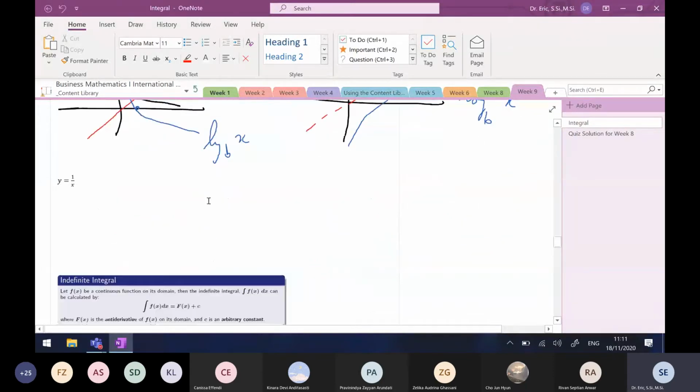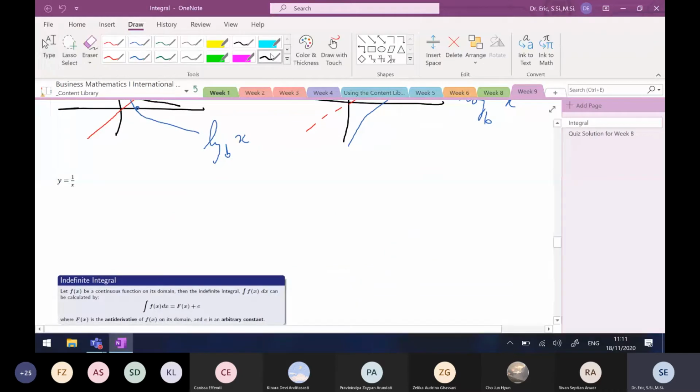exponential and logarithm we have already discussed. And this one is the last. In case you forget, this is the last function that we should know. That is y equals 1 over x. What is this? This is just this.